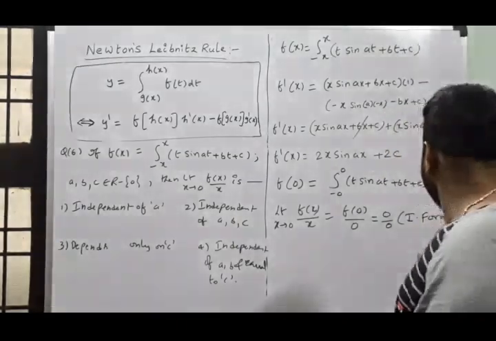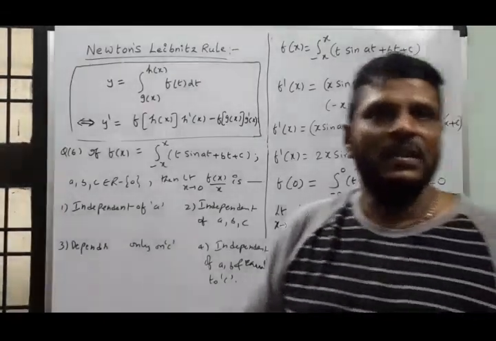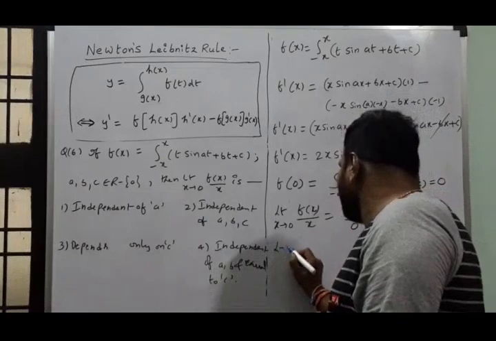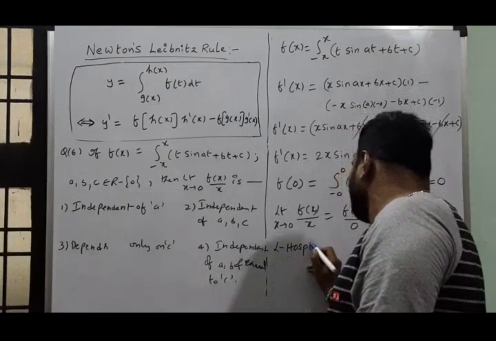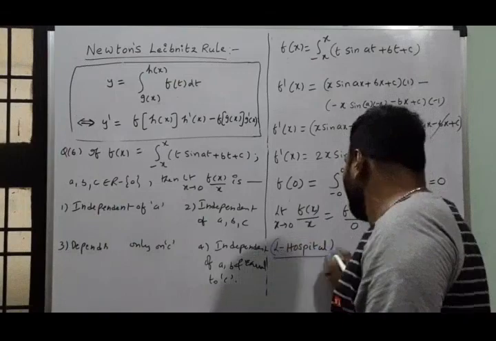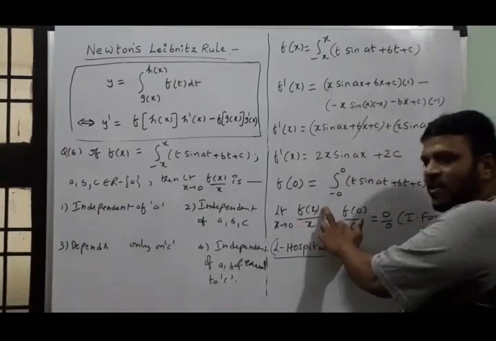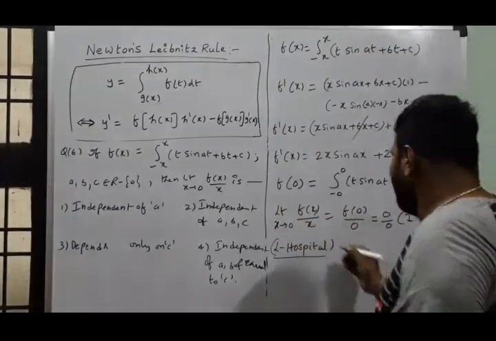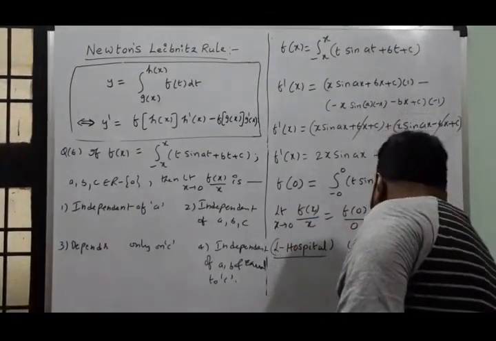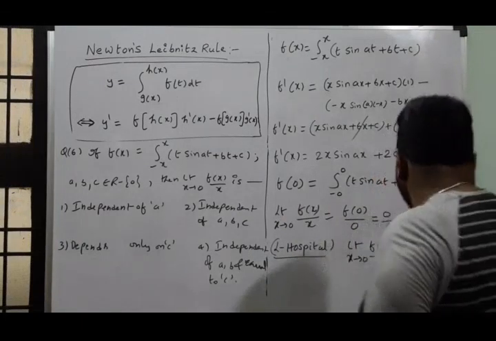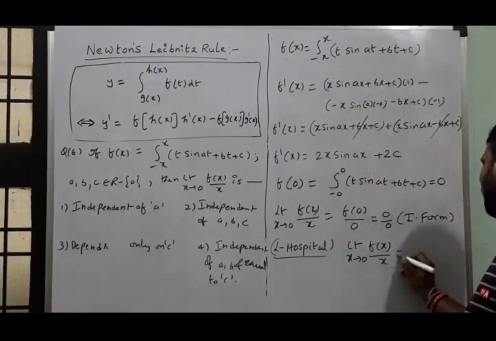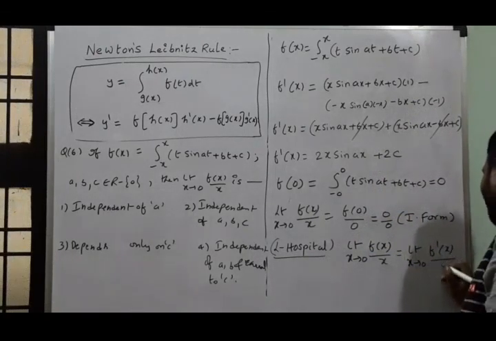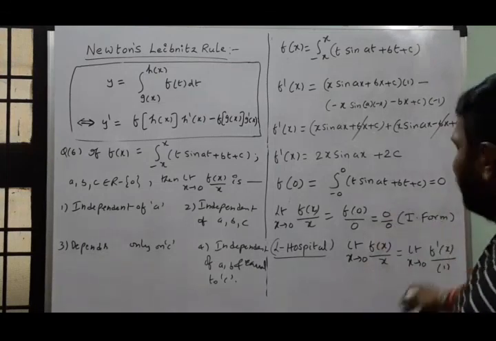Whenever you get an indeterminate form, what you have to do? Apply the L'Hospital rule. So by applying the L'Hospital rule, differentiate the numerator and differentiate the denominator separately and apply the limit. So limit x tends to 0 of f of x by x, here you are getting 0 by 0 indeterminate form, that is equal to limit x tends to 0 of f dash x by x derivative, which is 1.